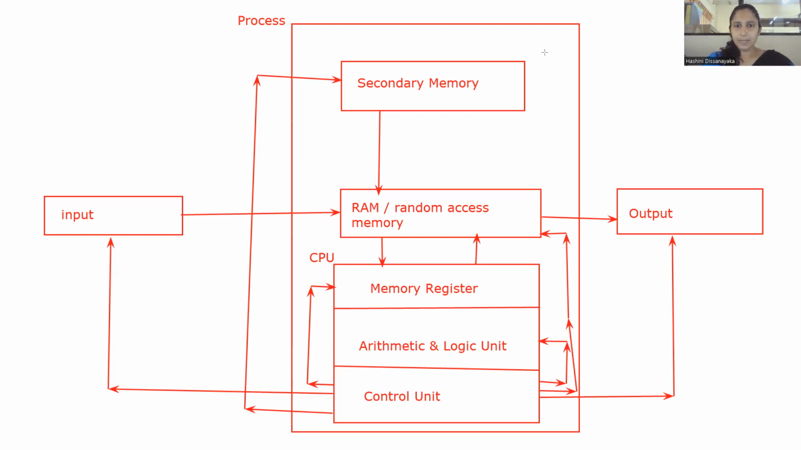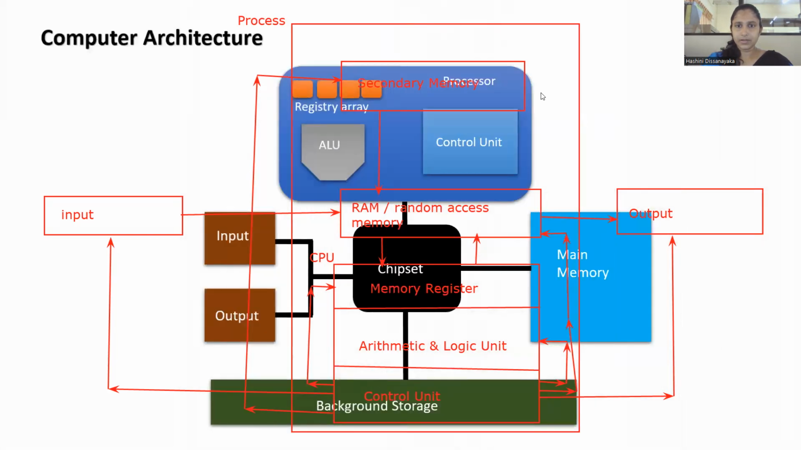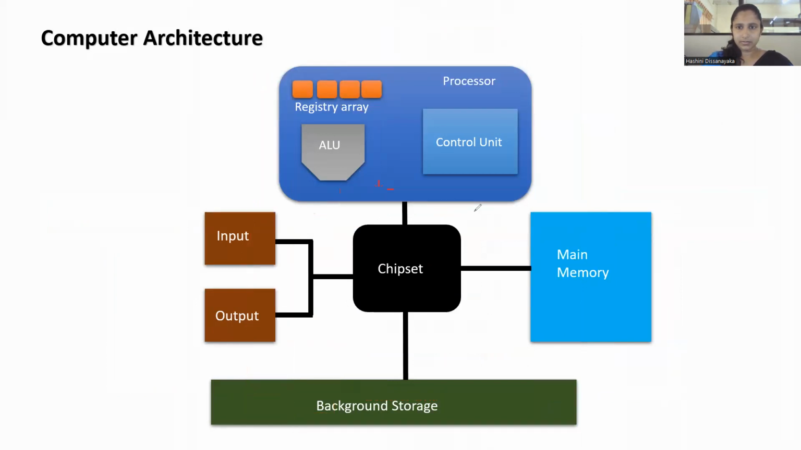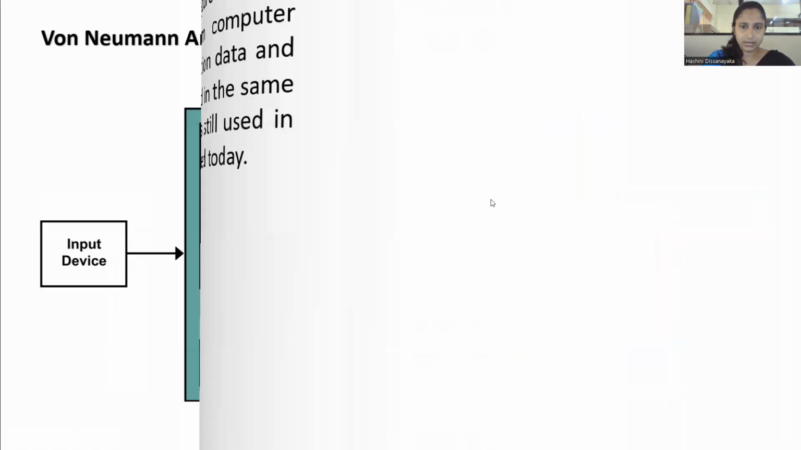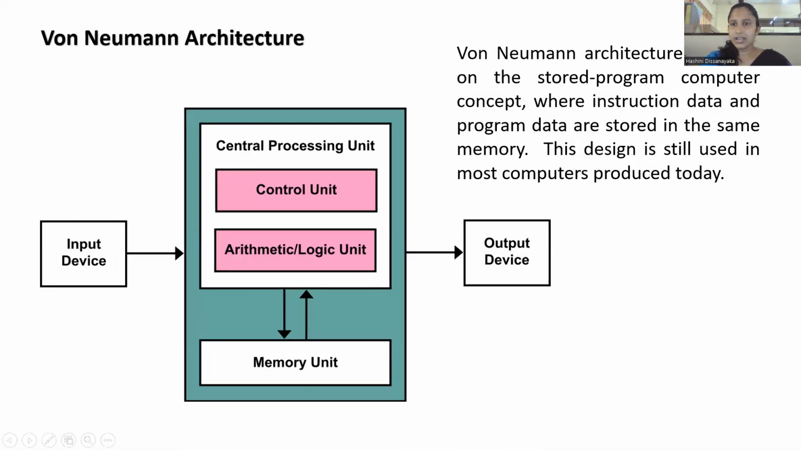Let's move into the next concept. Now we can understand about the Von Neumann architecture. Von Neumann architecture is based on the stored program computer concept, where instructions and program data are stored in the same memory. This design is still used in most computers produced today.